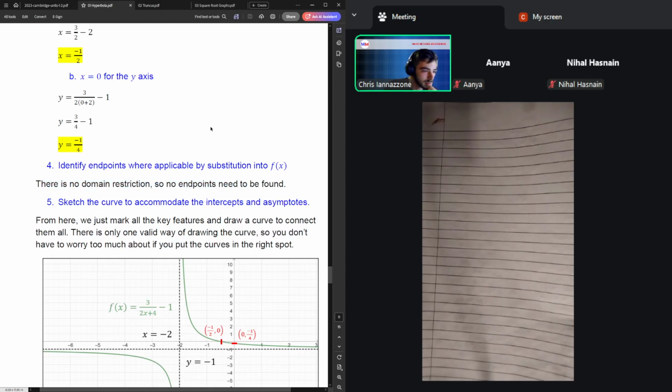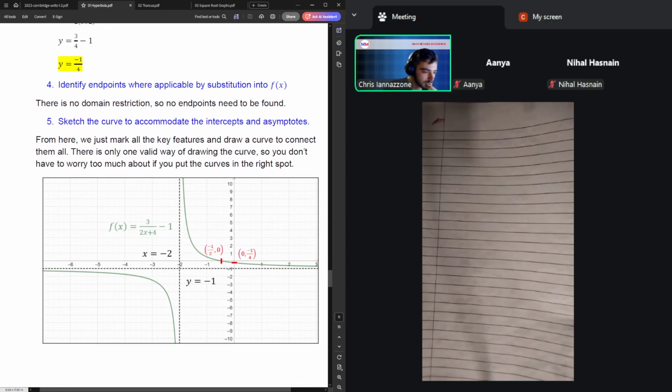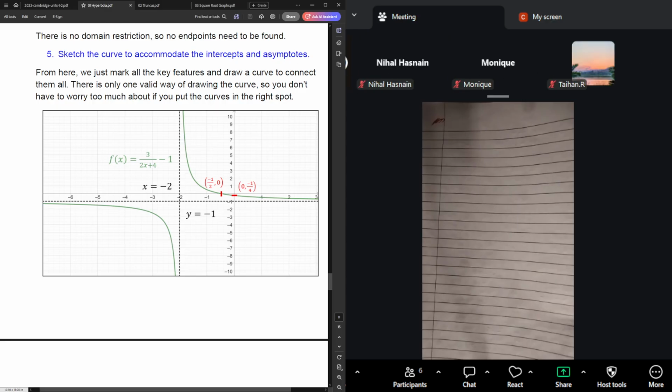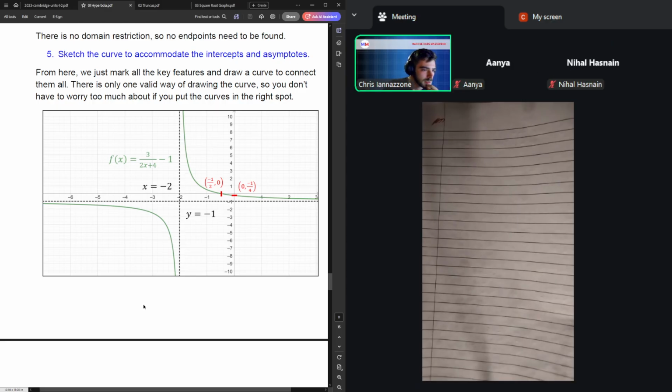If you do have a domain, just sub in the end values of the left and right values of the domain as your x values, and that'll get you your endpoints. But we don't have it, which for hyperbolas you pretty much never have a restricted domain. Maybe certain circumstances where you're doing inverse functions where it might come up, but I doubt it. Other than that, we draw our grid, so the grid of asymptotes, and then we label out the intercepts.